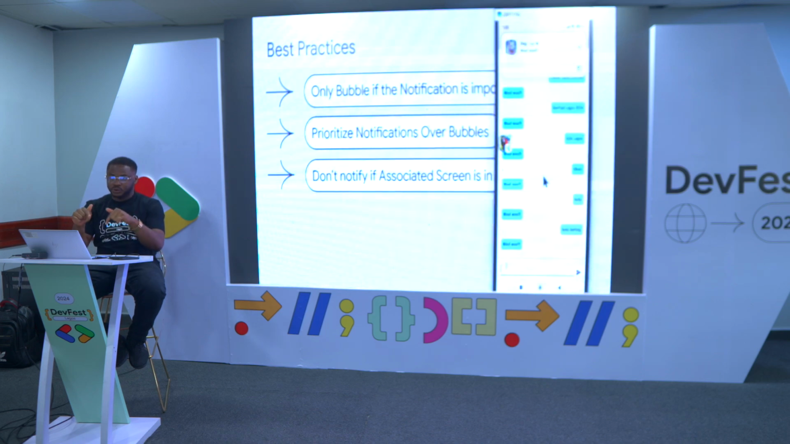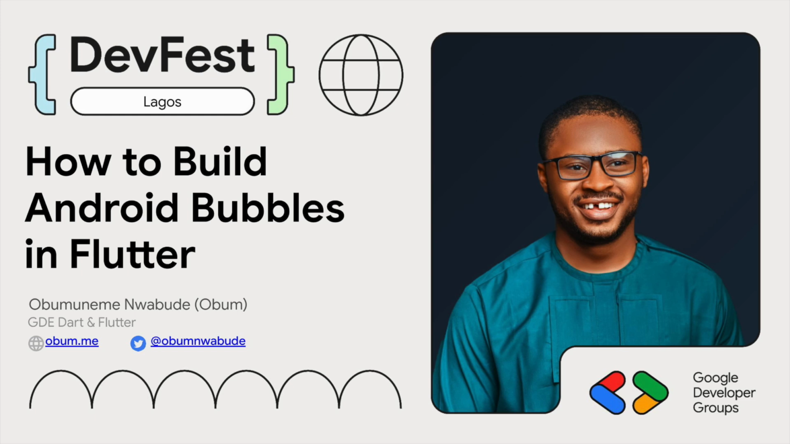When you are in the view for a notification, you shouldn't show a notification. That one, I trust your engineering. You should be handling that in your code. I mean, you know what you're doing.